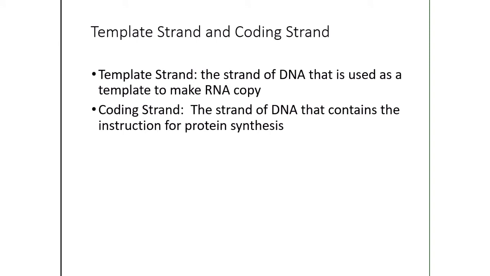So there are two strands of DNA, as you should know by now, and the gene is actually going to be on just one of those strands. The strand that contains the instruction to make the protein, we call the coding strand. That's where the instructions are. But we're going to build our RNA using the template strand. The template strand gives you a mold, if you would, a template to build your RNA on. And once you've created the RNA, it is going to be a copy of the coding strand.